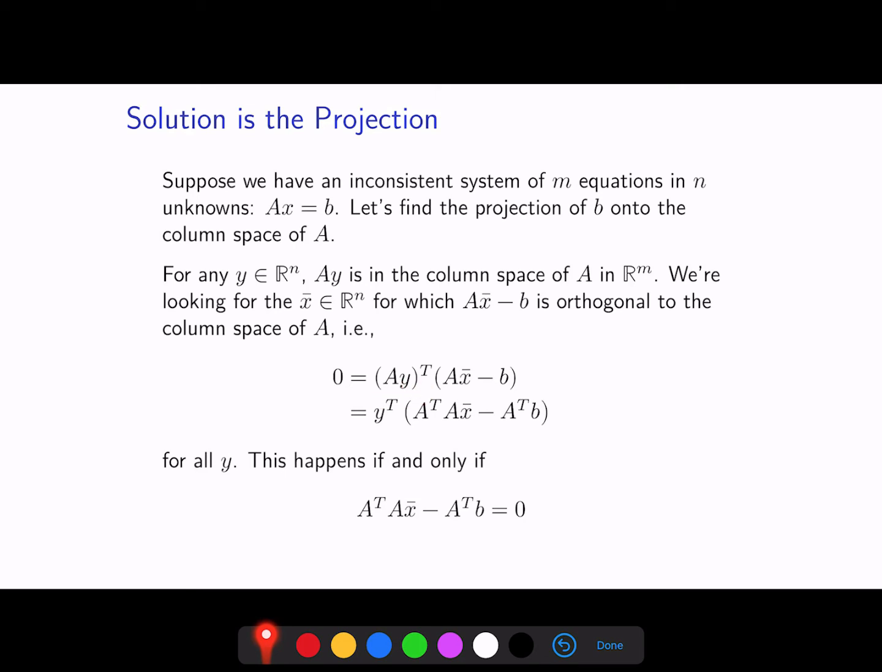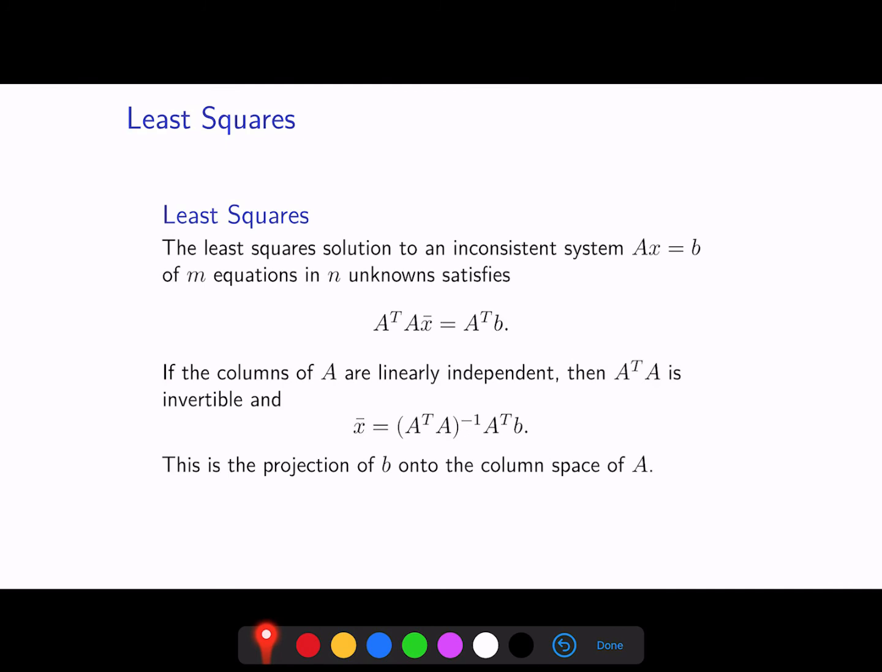So using properties of the transpose, we can rewrite this as this. If Y dot this is 0 for all Y in Rn, then this must be 0. So that leads us to this expression. And this leads us to the main result in linear algebra as it pertains to regression.